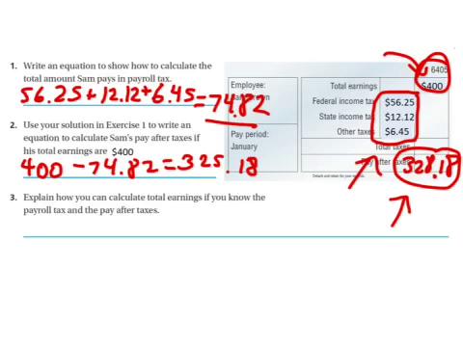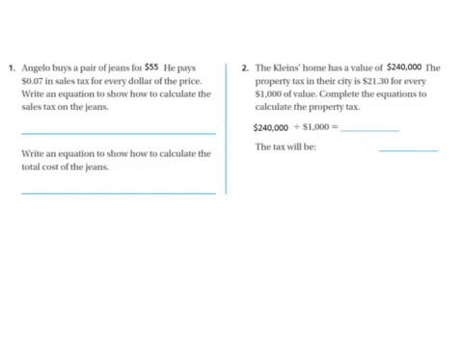Moving on to the 17.2 example. This is from the 17.2 homework, the same questions, number 1 and 2, but with different numbers. So number 1, Angelo buys a pair of jeans for $55. He pays 7 cents in sales tax for every dollar of the price. Write an equation to show how to calculate the sales tax on the jeans. So to illustrate this concept, I'm going to draw a table.